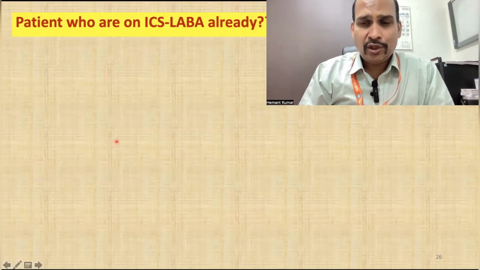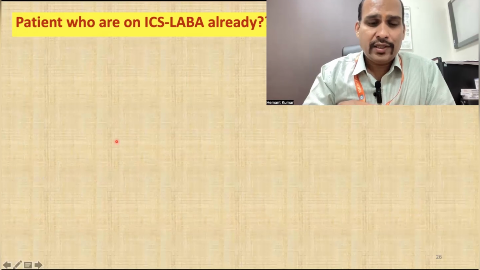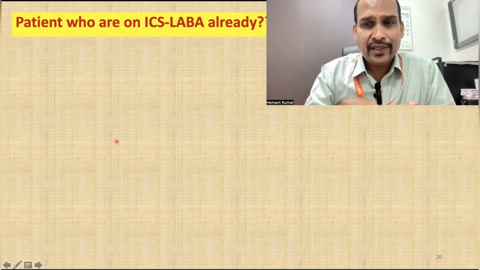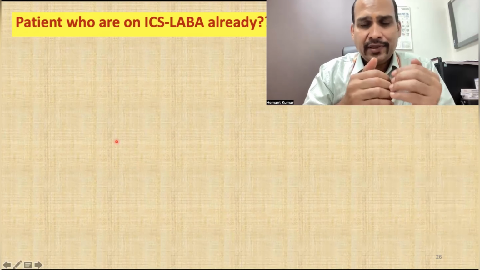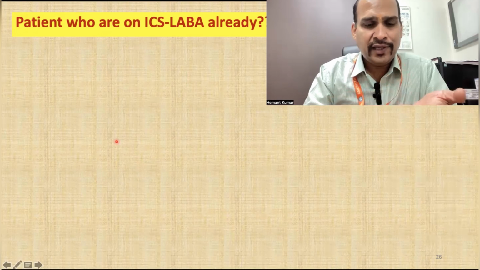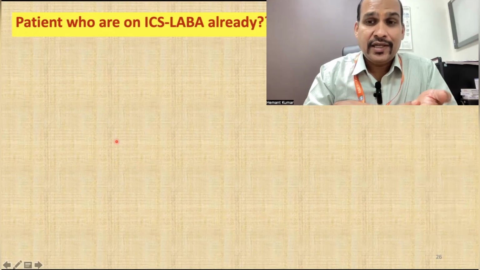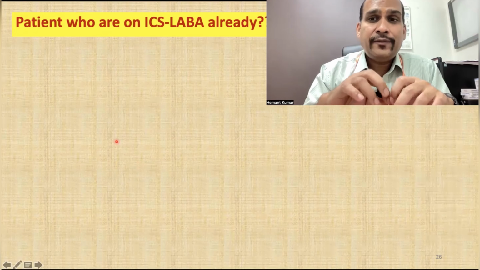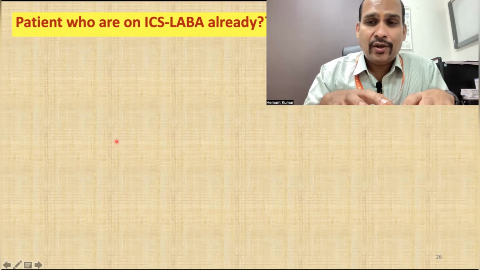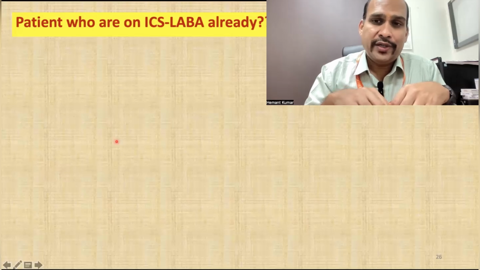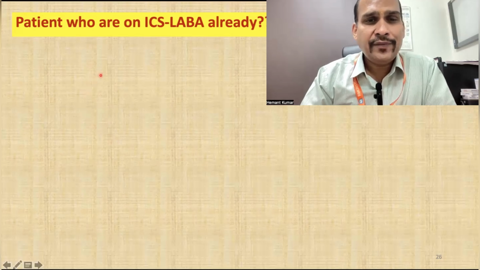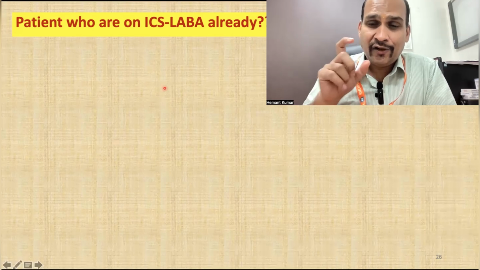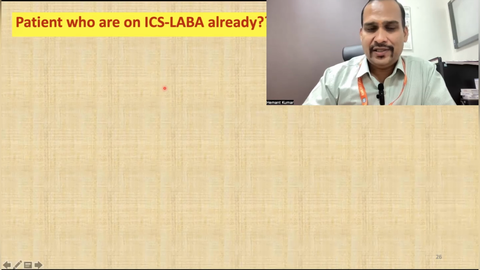So far we have talked about the patient who was a new patient, never taken ICS. In them, for diagnosis of asthma, FeNO will help. Monitoring the patient will help to see non-adherence and future exacerbation. So what will you do if the patient is on treatment already? Those patients who are already on ICS-LABA treatment, the cutoff value will be different for these patients.